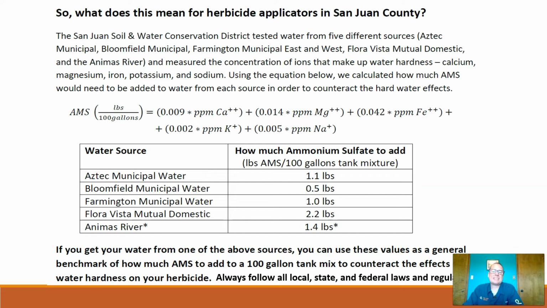Basically, what this chart is showing is how much ammonium sulfate you would need to add per 100 gallons of tank mixture to account for the hardness in the water. So it's showing you how we calculated how much ammonium sulfate needed to be added, and feel free to use those numbers. But again, always test your water first, make sure that it still matches, and if you don't know how to calculate the amount of ammonium sulfate, contact us or another professional that knows how to properly calculate the amount of ammonium sulfate you need.